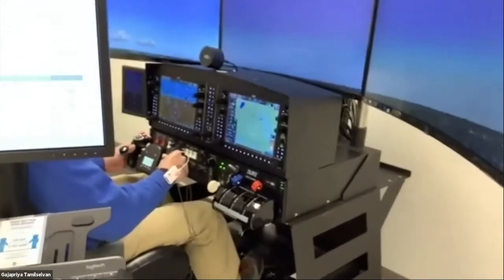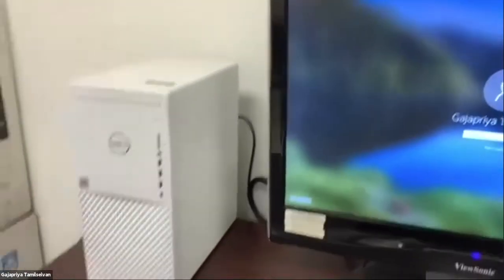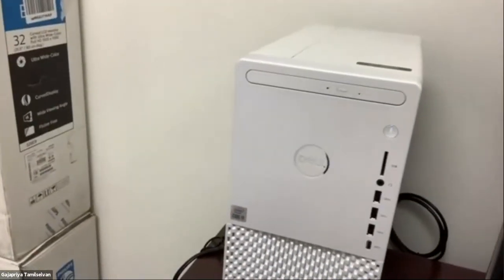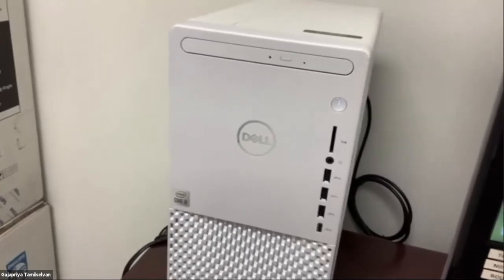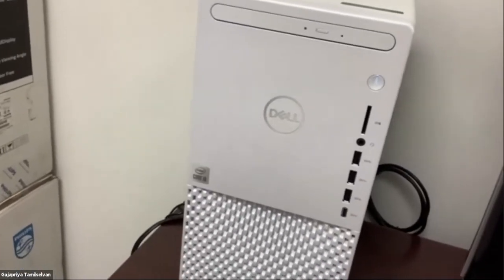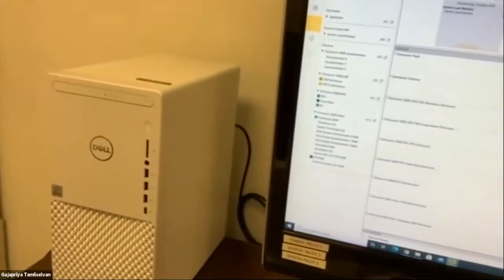And while Dave is flying here, I'll be monitoring all the signals in the instructor station here. Sorry about that, got locked out. So here we'll be monitoring all the signals.